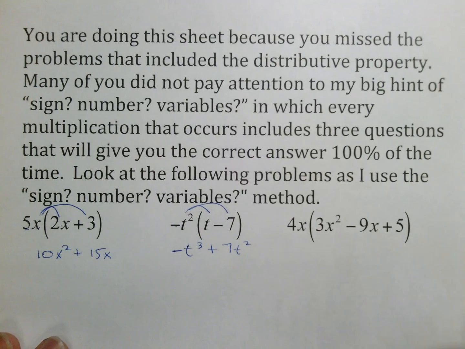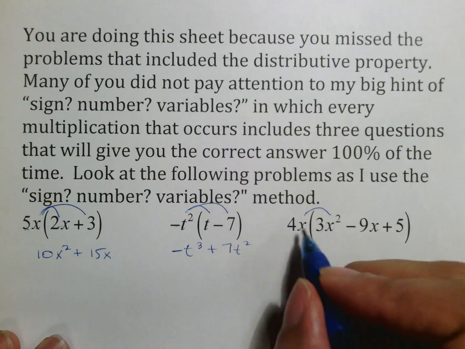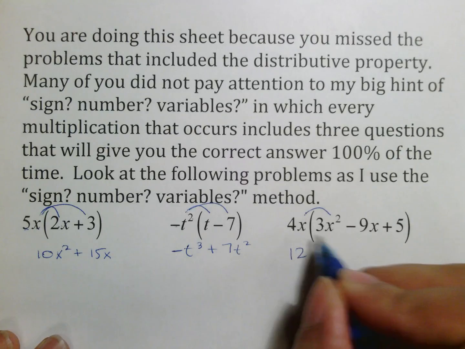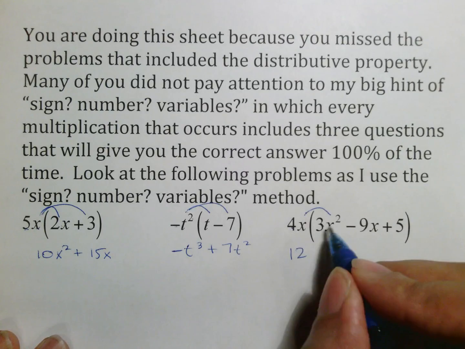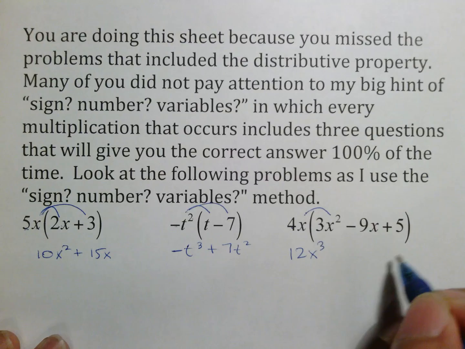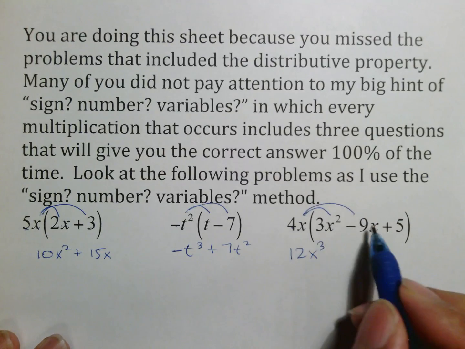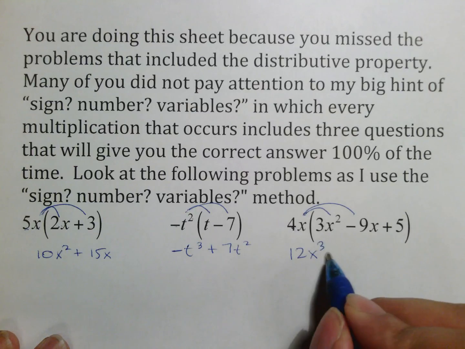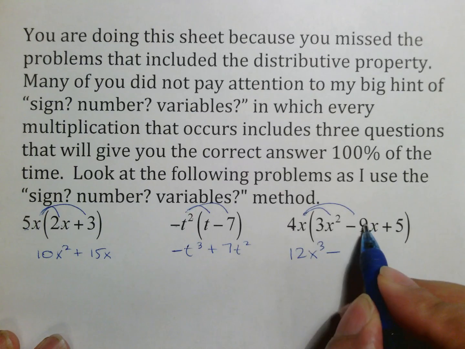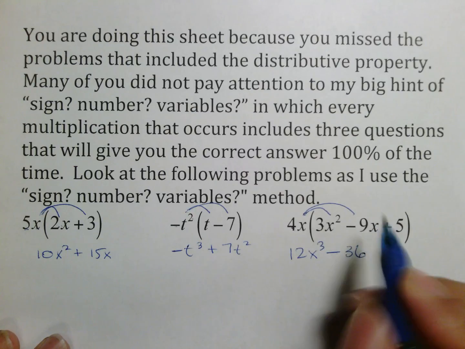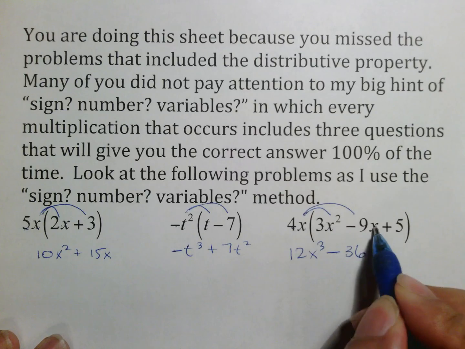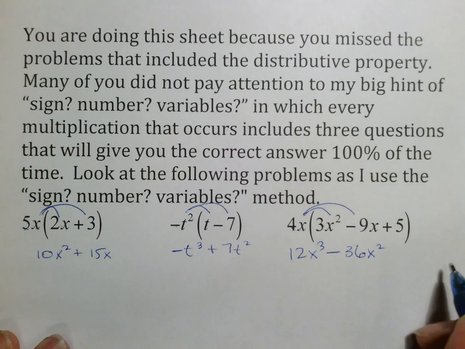For the third one, same thing: sign, number, variables. The sign is positive, the number is 4 times 3, which is 12. The variables, there's 1 and 2, which makes 3 x's altogether. On the second one, it's positive times a negative, which makes it negative. 4 times 9 is 36 for my number. For my variables, there's 1 x here, 1 x there, which makes 2 x's altogether.